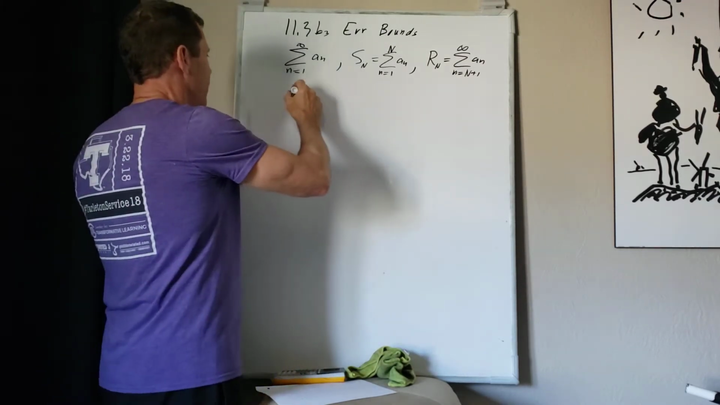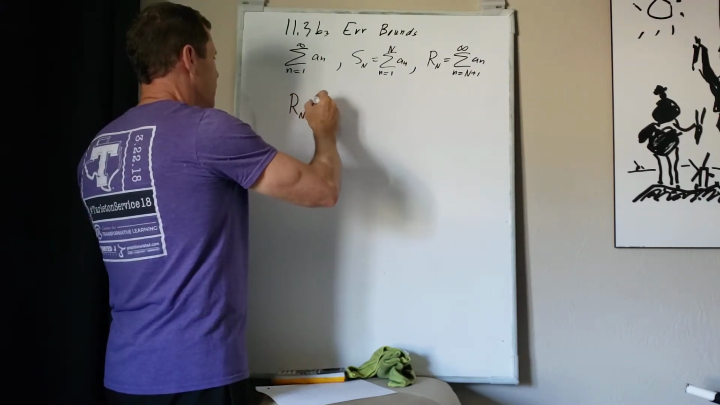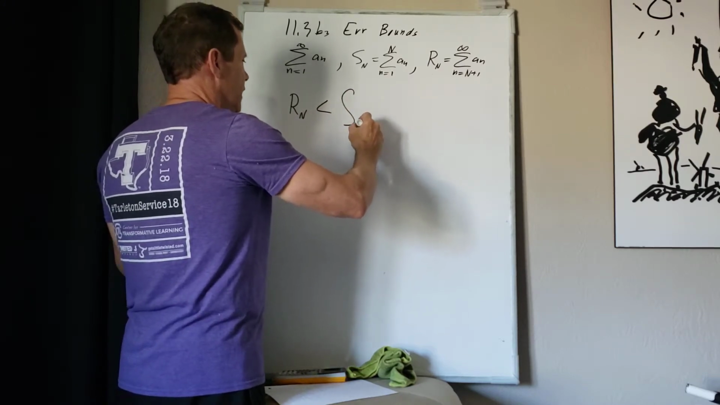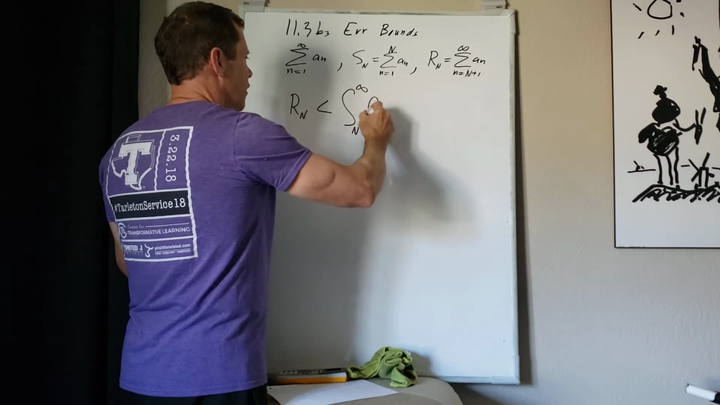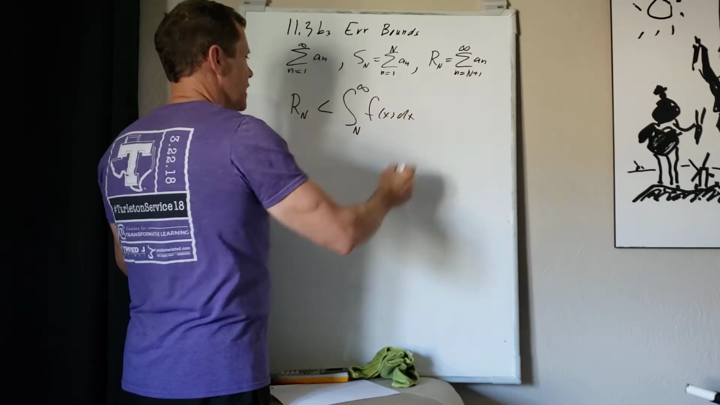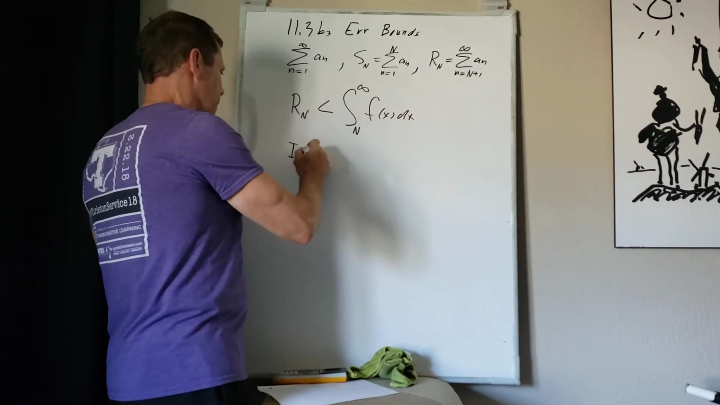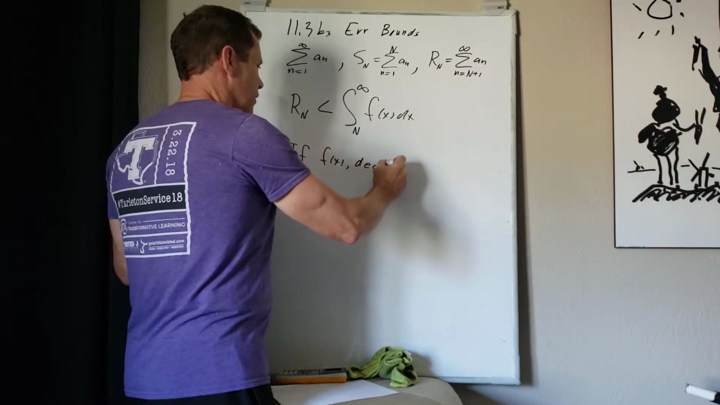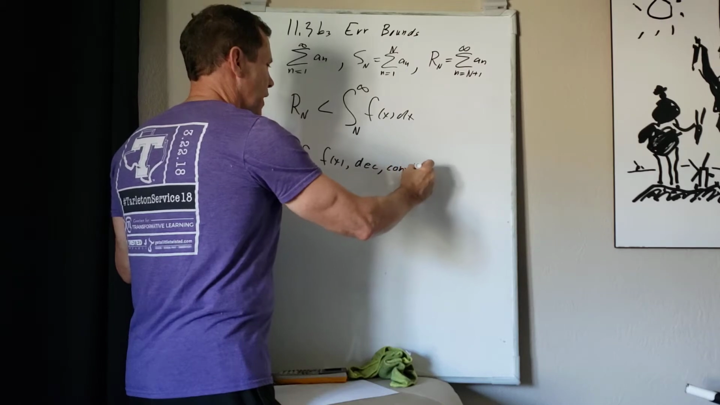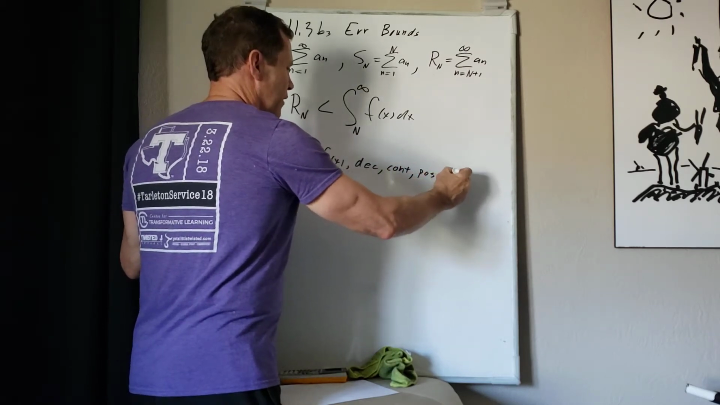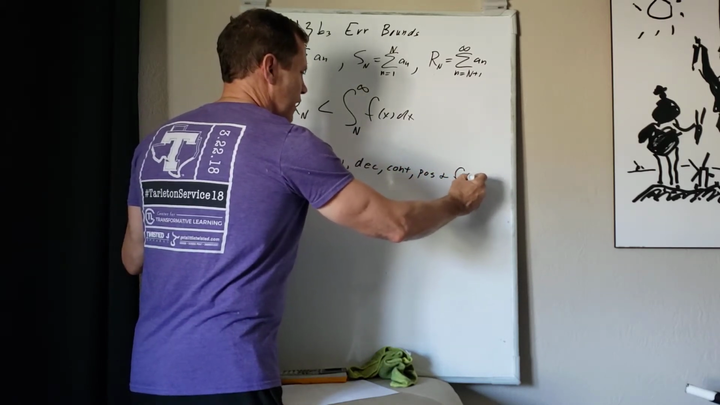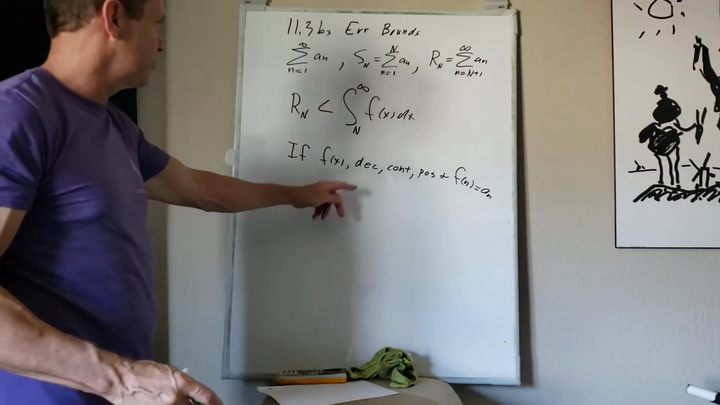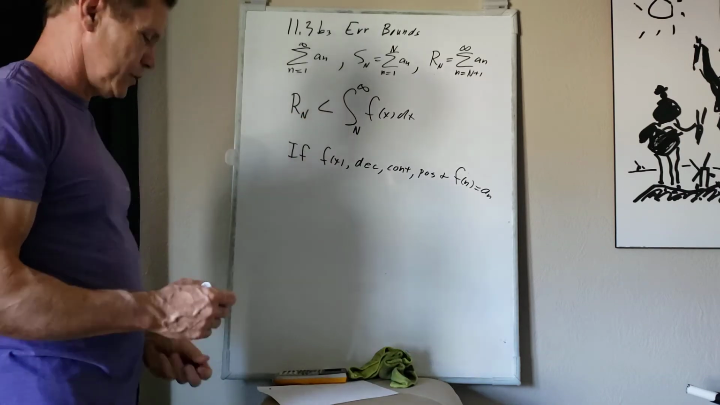And we found out that R_N is less than the integral from N to infinity of f of x dx if f of x is decreasing, continuous, positive, and f of n equals a_n. Okay? If all these are true, then that bound is true. Let's do an example.